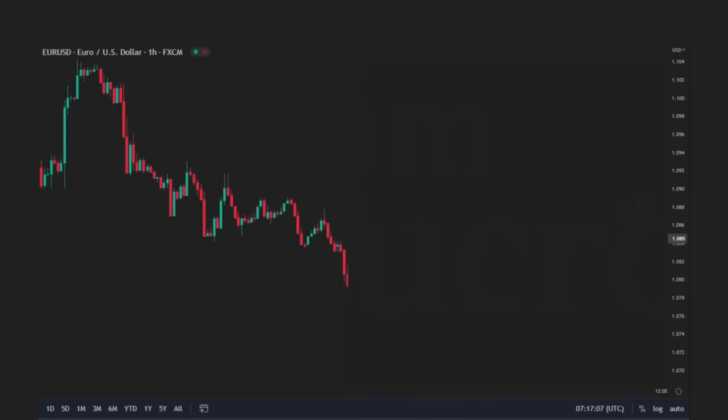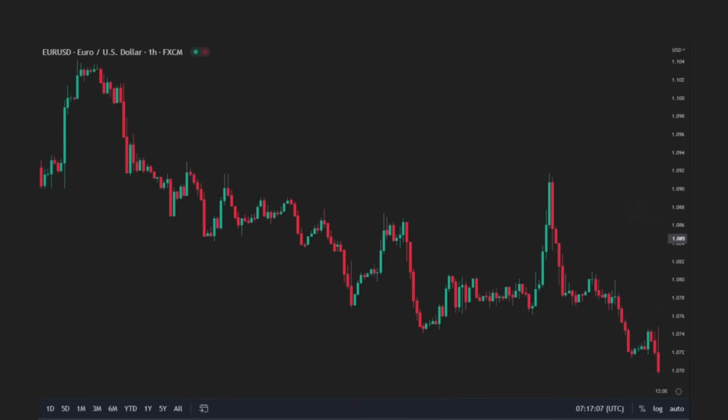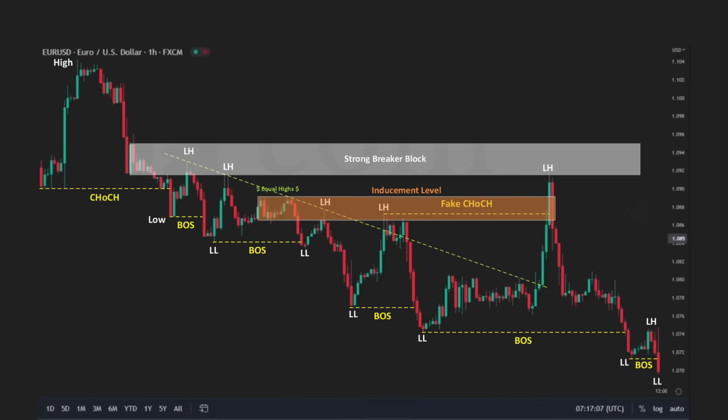Here, we have the euro versus the United States dollar on the 1-hour time frame. As you can see, price changes direction to the downside after creating this change of character. Then, we have a break of structure, where price closes below the recent lower low. Shortly after, another break of structure forms. So, traders, at this point, the market appears bearish.